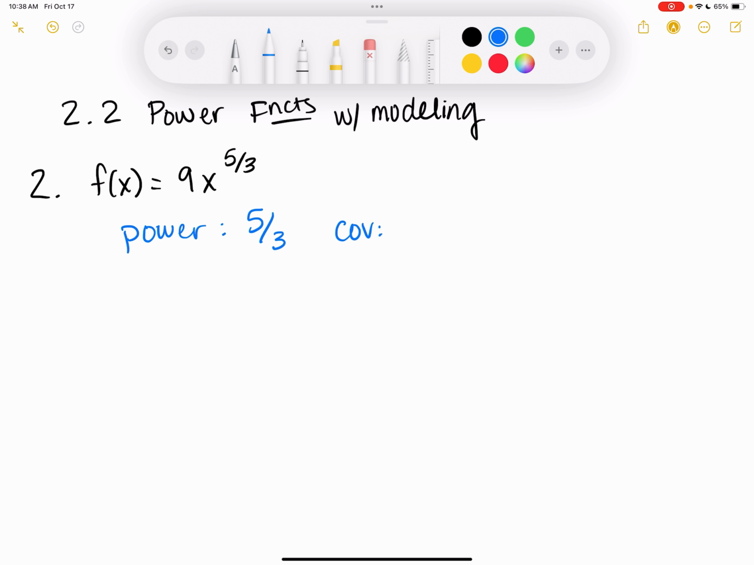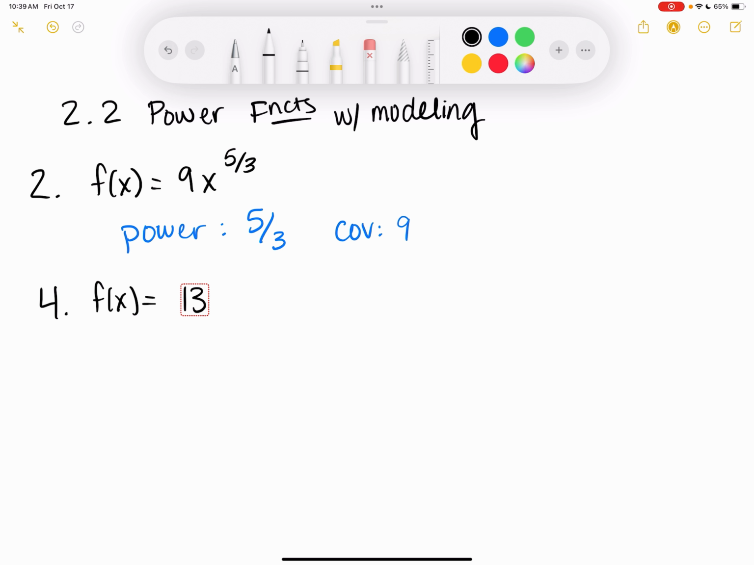Number 4, f of x equals 13. Constant of variation. Is this a power function? No. Yes. Well, it could be to 1. Wait. It's just y is 13. So, no. 13x raised to 0.